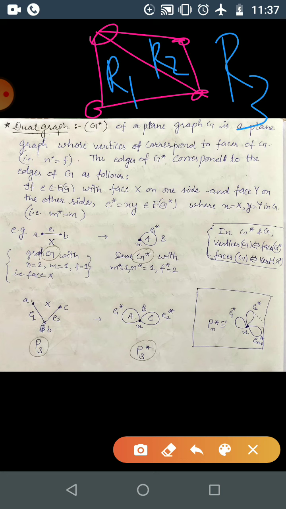Here R2 and R3 are meeting at this edge, and these two edges are meeting at this vertex. Whenever any two edges meet, they form a vertex, and whenever any two regions or territories meet, they form an edge. R2 and R3 are meeting at this edge, and R1 and R2 are meeting at this edge. And this one is the meeting edge of the R1 and R3 regions. This is also R1 and R3. I hope you got this one.